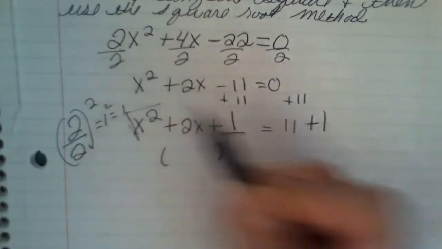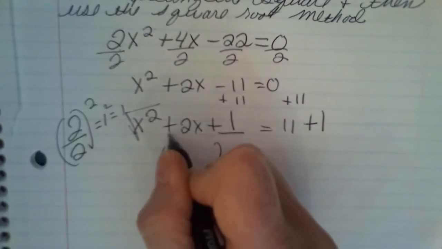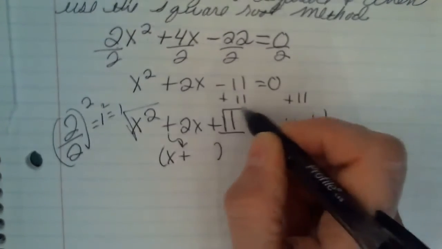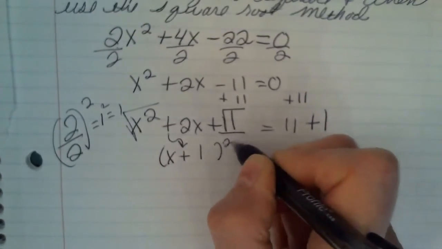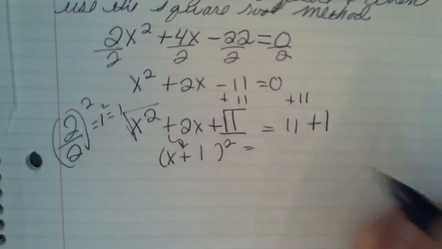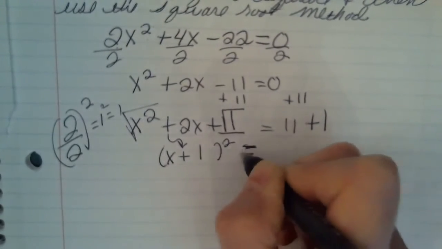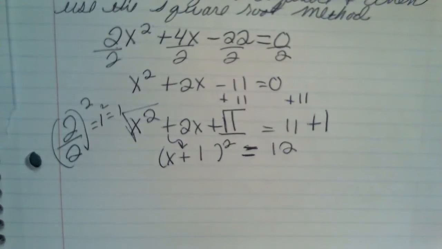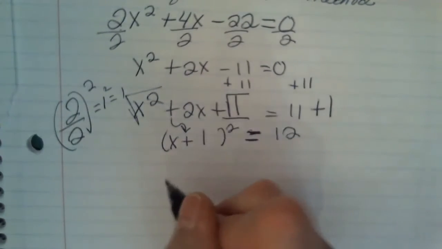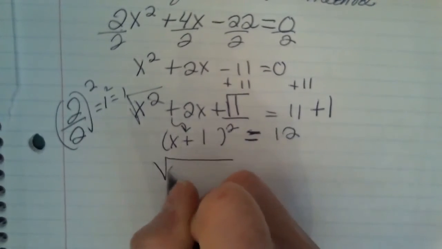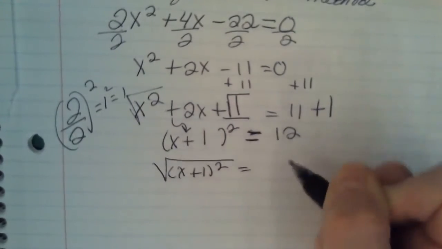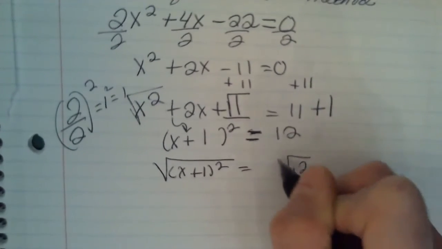I simply take the square root of the first term, which is x, bring down the first operational sign, and the square root of the last term, which is 1, and I square it. On the right-hand side, I simply add my two numbers together, and I get 12. Now that I have something being squared, I can utilize the square root method by taking the square root of both sides.